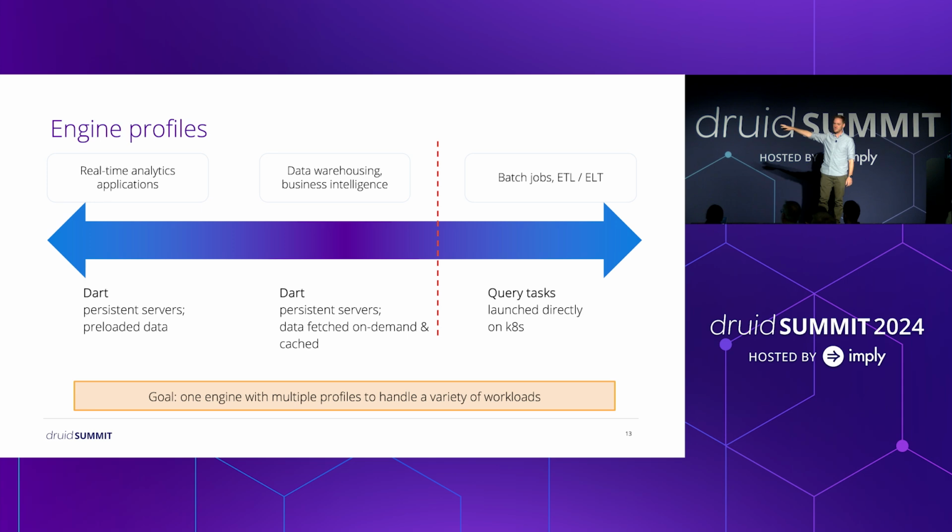Dart for real-time analytics apps and also for data warehousing style queries. There is a little bit of a fuzzy line between those, and I think it makes sense to handle those with the same engine that is capable of handling both of those. Maybe one difference might be that you'll configure for preloaded data for real-time analytics apps, and you might have data fetched on demand and cached from object storage for your more business intelligence workloads, which I will talk more about later when we talk about virtual storage.